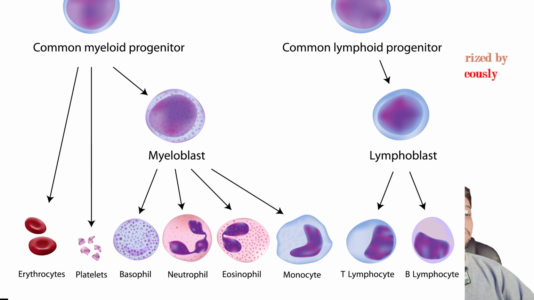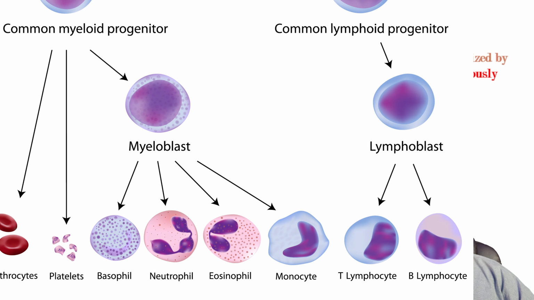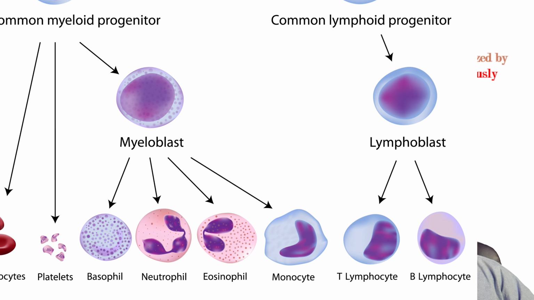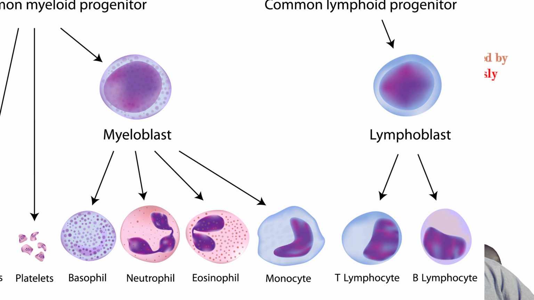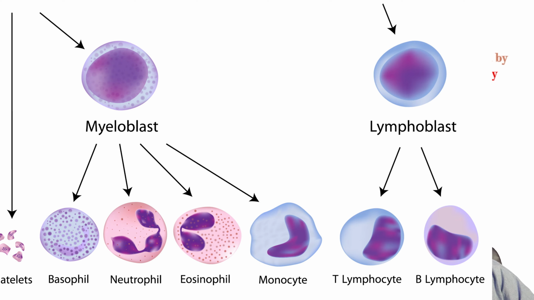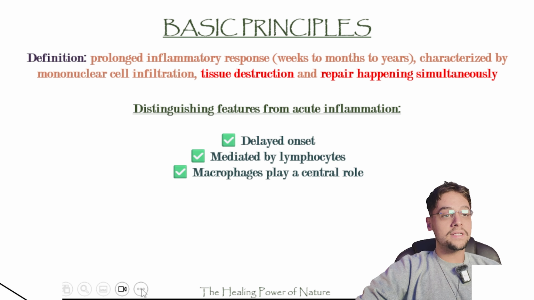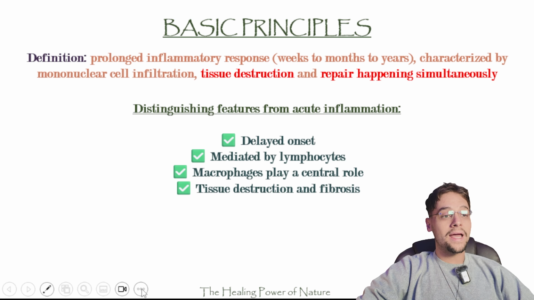Some distinguishing features from acute inflammation: it's delayed onset, but more specific. It's the adaptive immune response. It's mediated by lymphocytes, T cells and B cells, but also plasma cells. Remember that plasma cells are antibody-producing B cells. Macrophages also play a central role in orchestrating the immune response. Tissue destruction and fibrosis, healing via connective tissue replacement, are common outcomes.